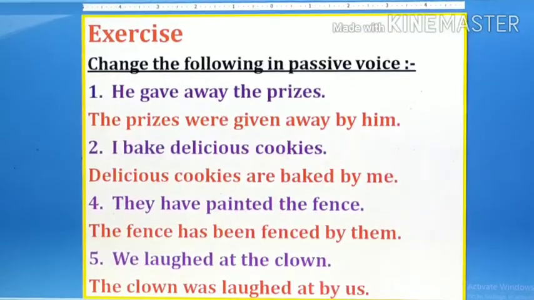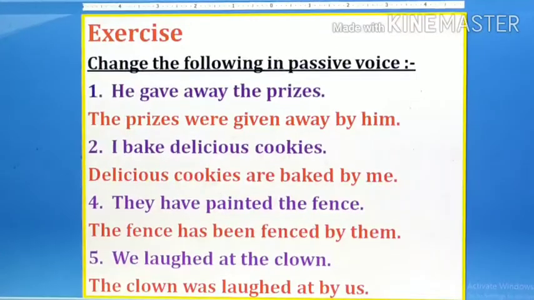Delicious cookies are baked by me. Okay, now here, I bake delicious cookies, and bake is in the present form V1, and how I will change here, delicious cookies are baked. Okay, it is in the present form, so auxiliary are is used. Why is are used? Because here the subject, which is delicious cookies, is in the plural form, so auxiliary are is used. Baked is the V3 form of bake, and by I becomes me.